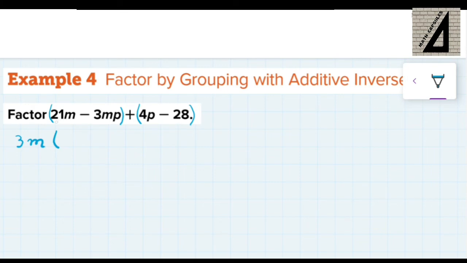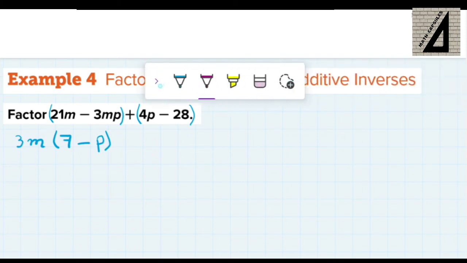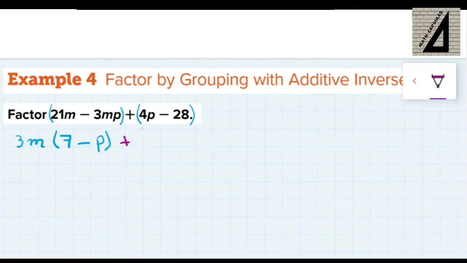And inside the bracket, I will divide 21m by 3m. This will be 7, just a 7. Minus 3mp divided by 3m, there are no numbers and no m's, and only p remains. This is the first group. For the second group, I will take a common factor between 4 and 28. It will be 4, and what remains inside will be p minus 7.